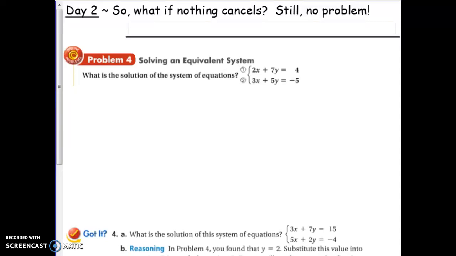Welcome to day 2 of section 3.2, where we are solving systems of linear equations. So what do you do if nothing cancels? We looked at one example where we had to work for it. We had to change the signs on the equations so that one of the variables would disappear.